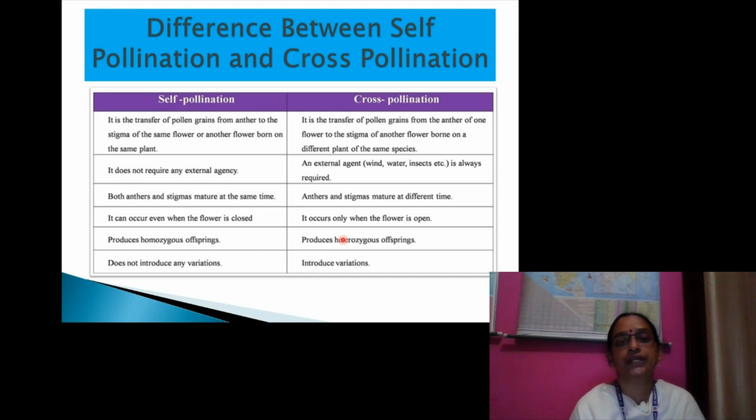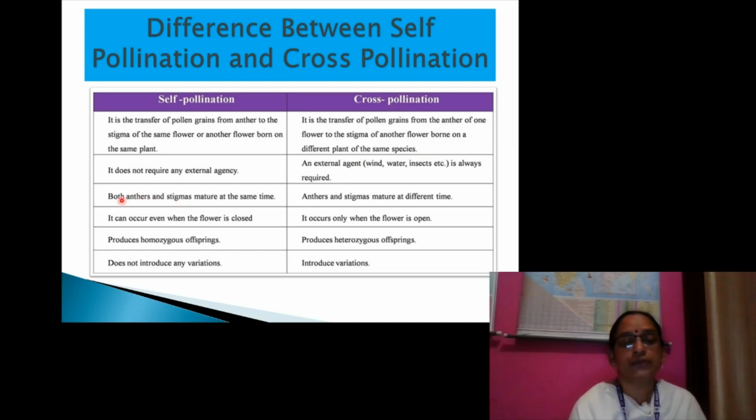Let us study the differences between self-pollination and cross-pollination. Self-pollination is the transfer of pollen grains from anther to the stigma of the same flower or another flower born on the same plant. Cross-pollination is the transfer of pollen grains from the anther of one flower to the stigma of another flower born on a different plant of the same species. Self-pollination does not require any external agency, but cross-pollination requires an external agent like wind, water, insect, any one agent.